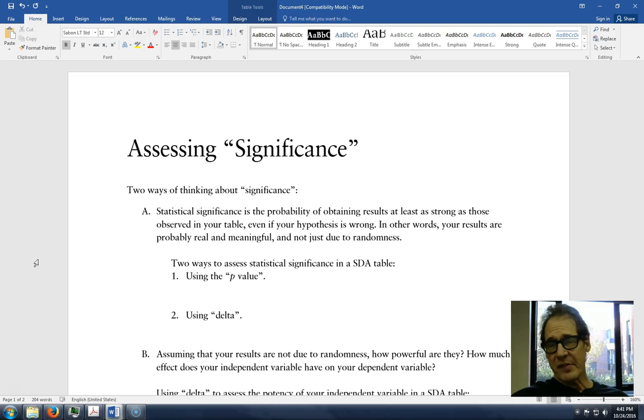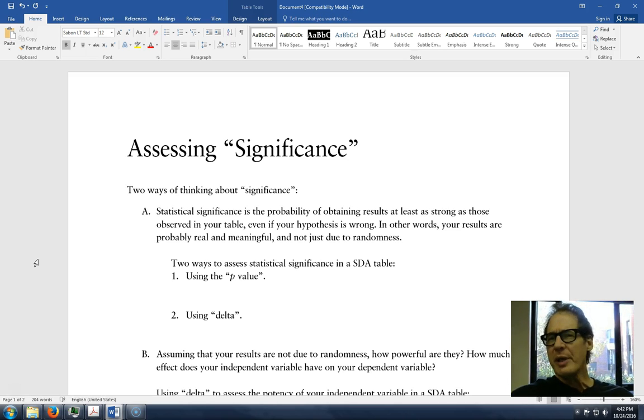I have defined this in your notes as the probability of obtaining results at least as strong as those observed in your table, even if your hypothesis is wrong. This is naive language. A professional statistician would not use these terms, but it's good enough to get us started. You don't need to know anything else until maybe you get to grad school and start taking graduate level statistics.